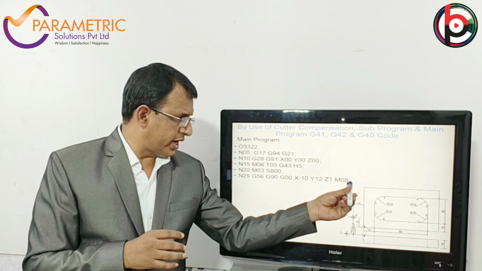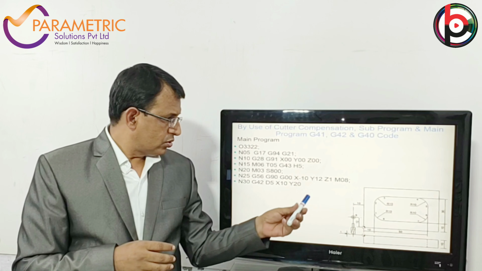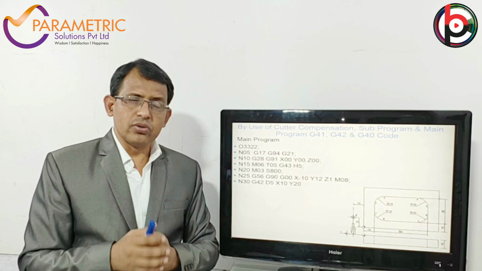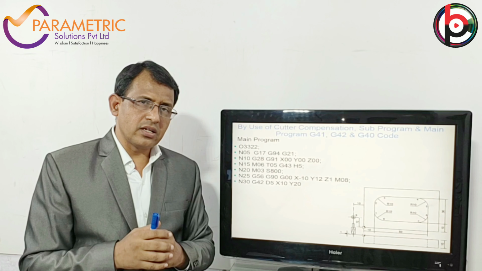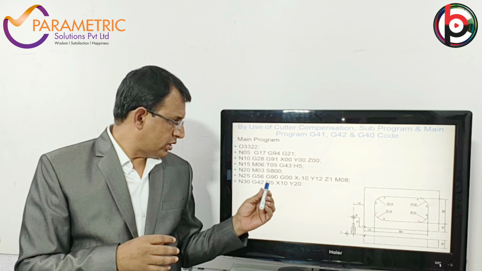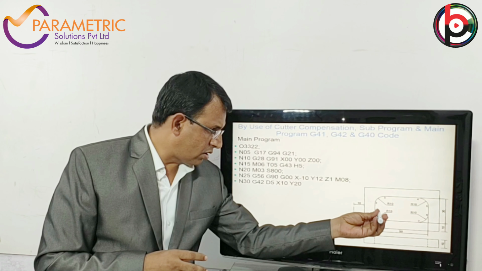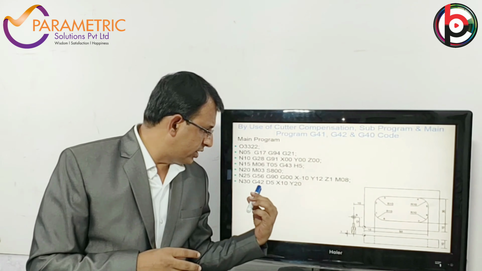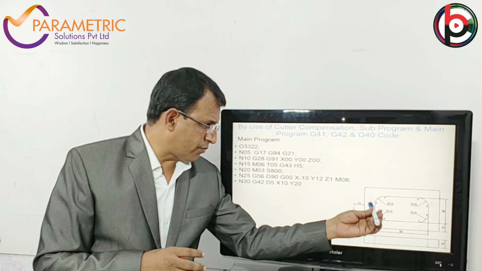And then M08 is the coolant on. The next step is that here I mentioned G42, which is the tool cutter compensation towards the right side. And D5 is the offset. So the tool is going to move inside and then cut. If it is G41, then the tool moves outside the profile accordingly.